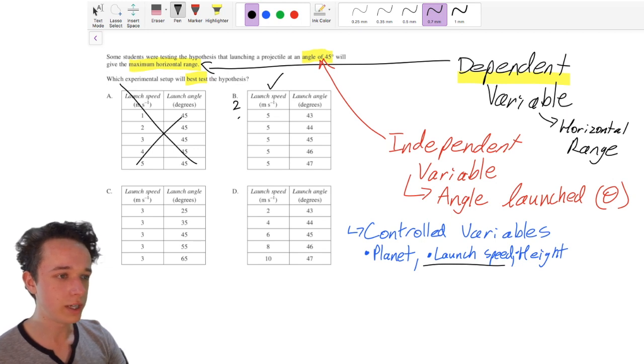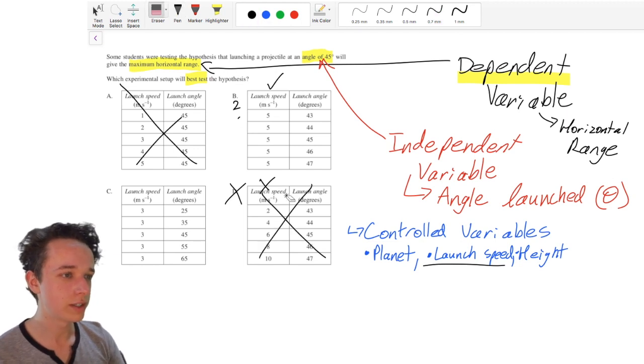I'm going to look at D now. Okay, the launch speed is being varied, so straight away no. And the launch angle is being varied, but again, it's with a very small variation between each test. So D is definitely a no. Right, it's a lot of X's. D is definitely a no.